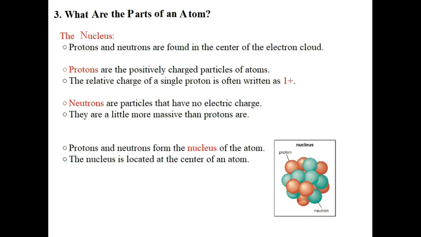Now, what are the parts of an atom? So we have the nucleus. Protons and neutrons are found in the center of the electron cloud. Protons are the positively charged particles of atoms. The relative charge of a single proton is often written as 1 plus. Neutrons are particles that have no electric charge. They are a little more massive than protons are. So protons and neutrons form the nucleus of the atom, and the nucleus is located at the center of an atom.